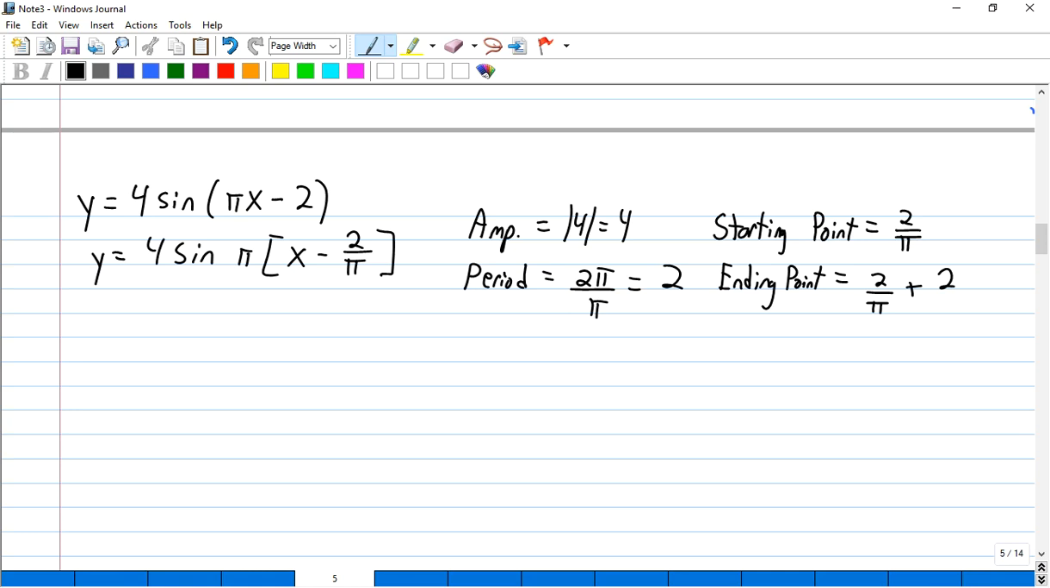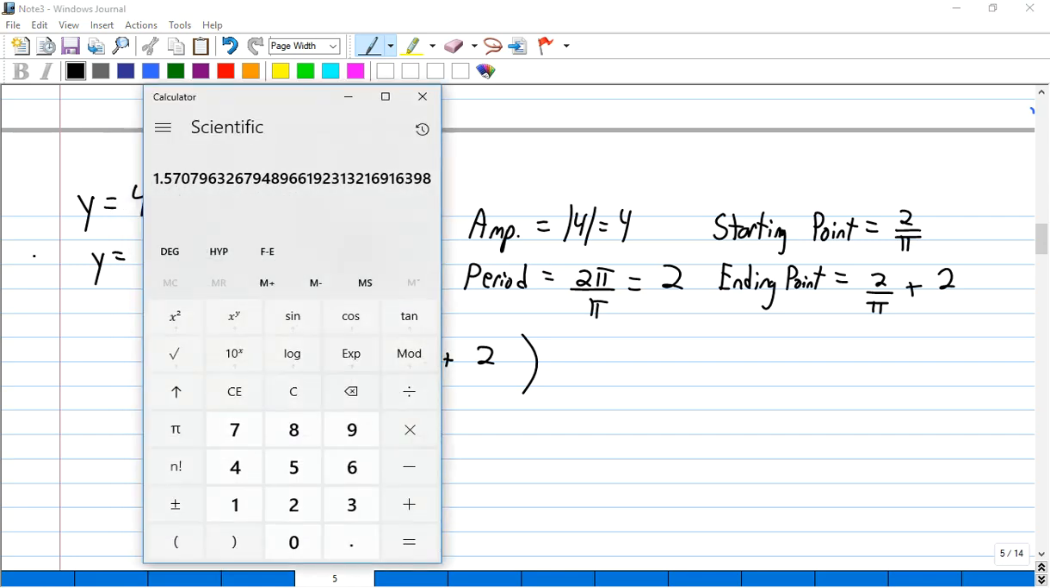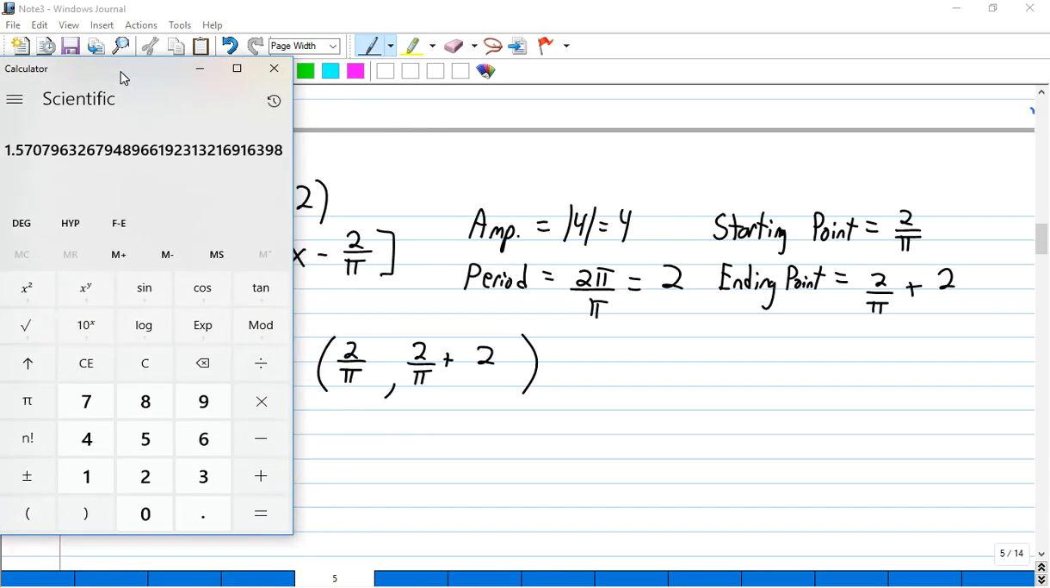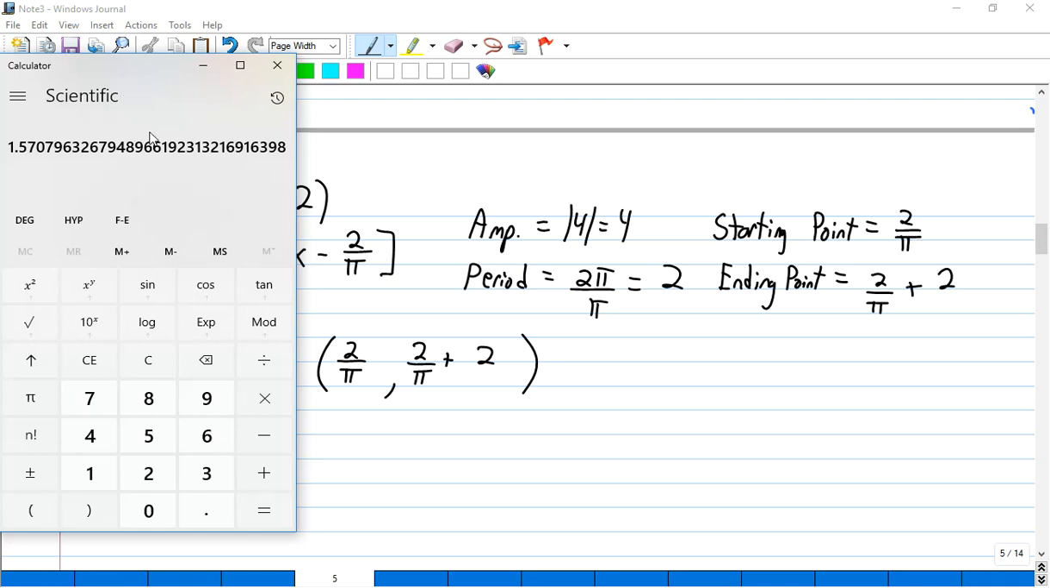Alright, even though it's going to look strange, we're going to do everything the same way. So that means that my interval is going to be from 2 over pi to 2 over pi plus 2. I am going to need to work these out to see what they are decimal wise to help me out when I graph. But when we write it down, we want to write it down like this, and then just write the decimal approximation maybe underneath it or beside it.